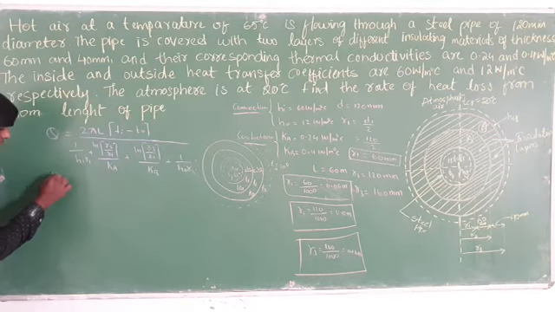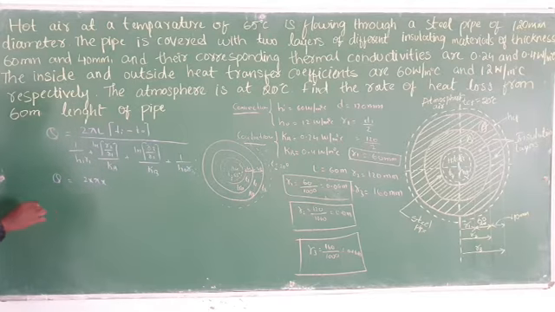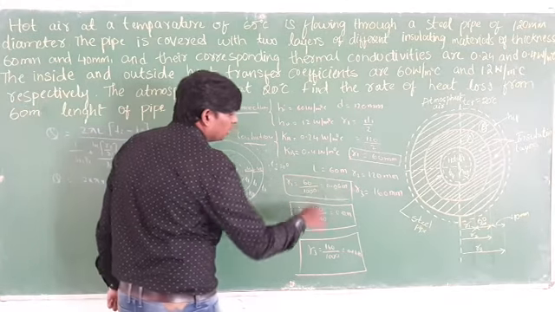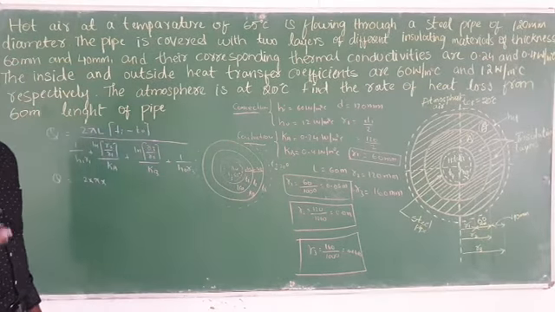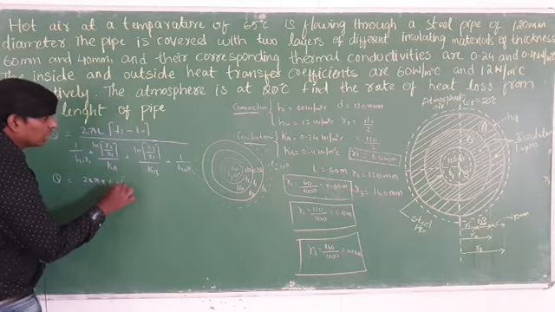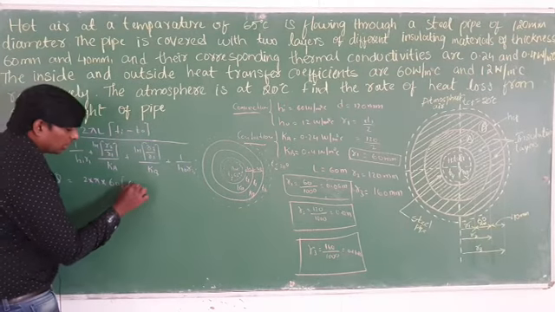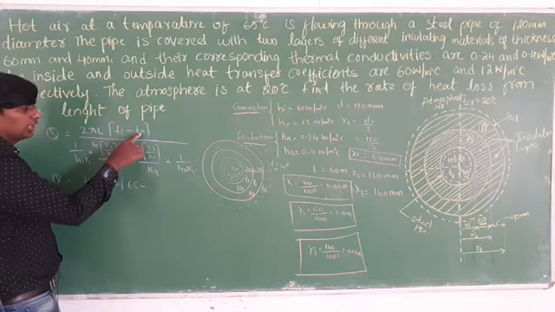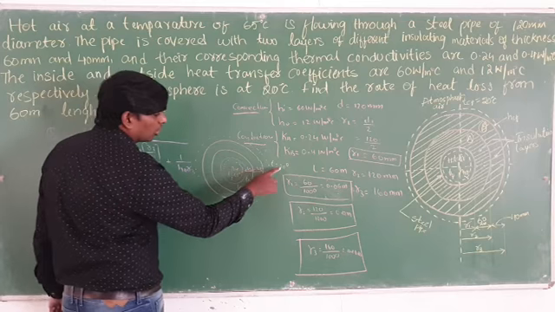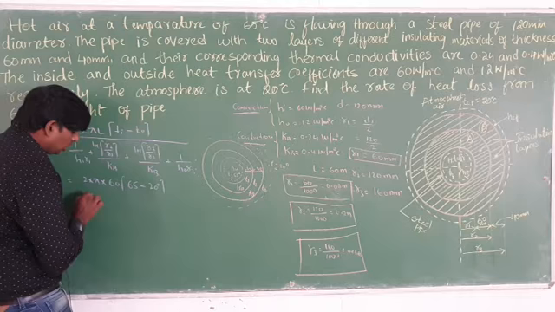After this, substitute the values. Write 2 and pi as it is. The L value is given in your question, already in meters: 60 meters. So substitute the L value here. Then the initial temperature is 65. Then the final temperature, meaning the outside temperature, is 20 degrees.